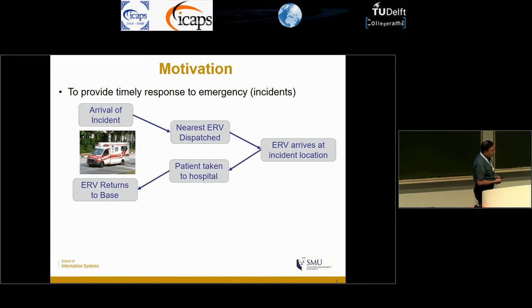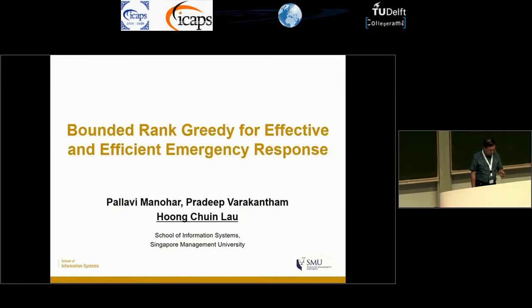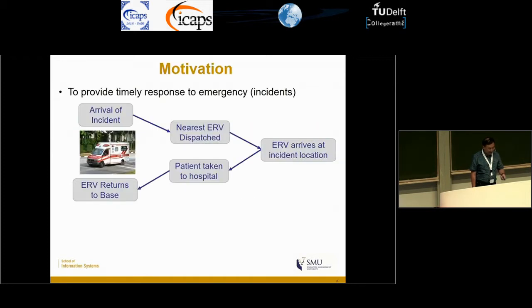So the model that we are working on is really that when an incident occurs, there will be some emergency response vehicle, ERV, which I will use synonymously with ambulance. Typically, the nearest one that is available will be dispatched. And this vehicle will travel, and the travel time is really the key concern here.